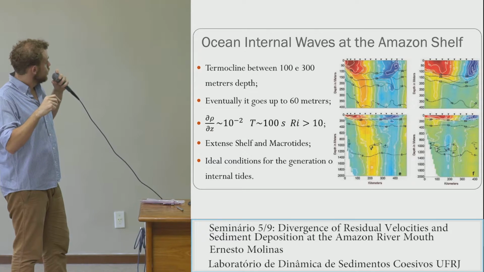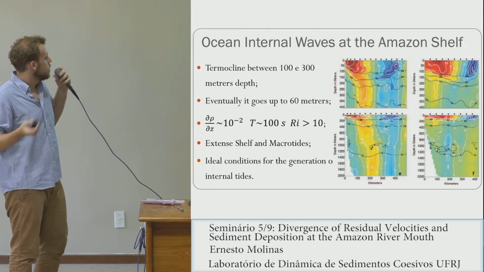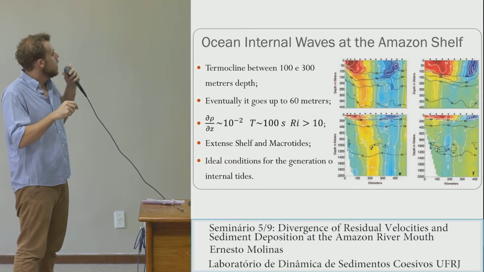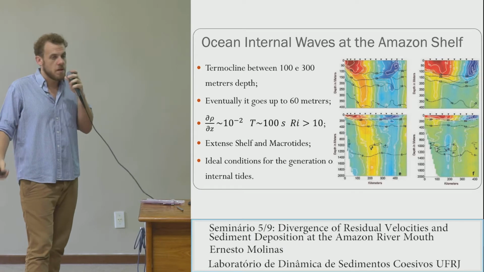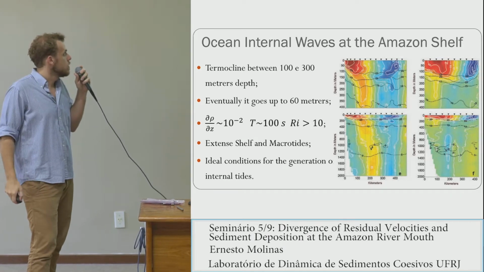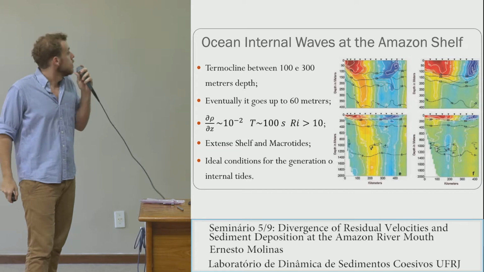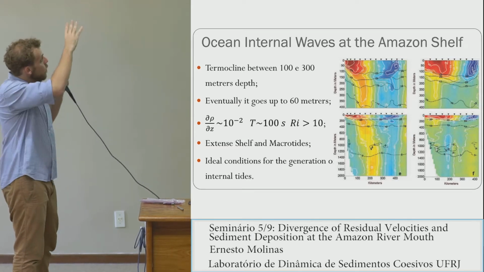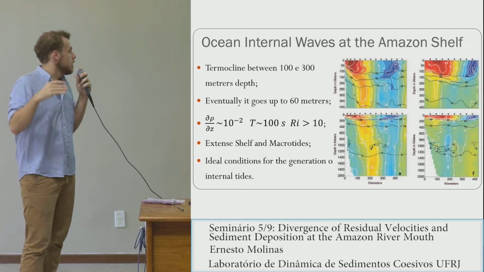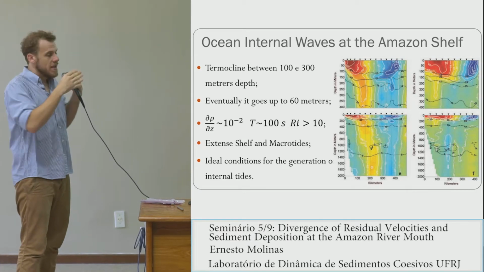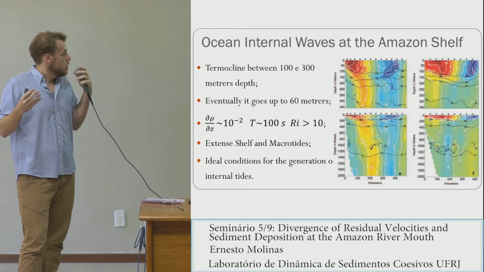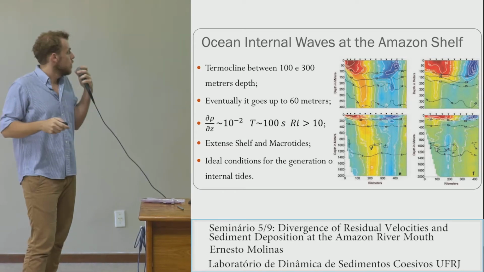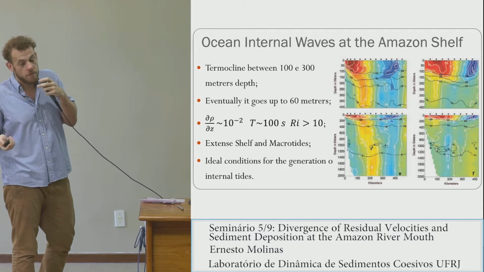And the density gradient is about 10 to the minus 2. Brunt-Väisälä periods are in the order of 100 seconds, and Richardson numbers are almost always higher than 10. So these properties, this stratification pattern, combined with an extensive shelf and a macrotidal regime, give us ideal conditions for the generation of internal tides.